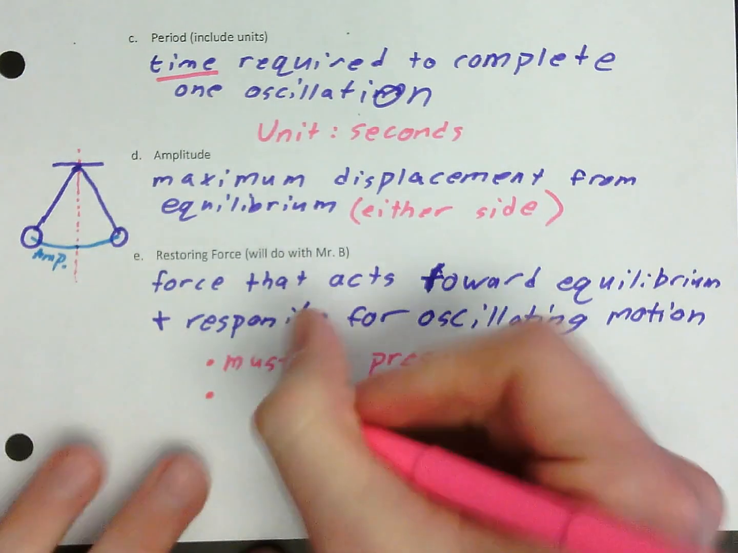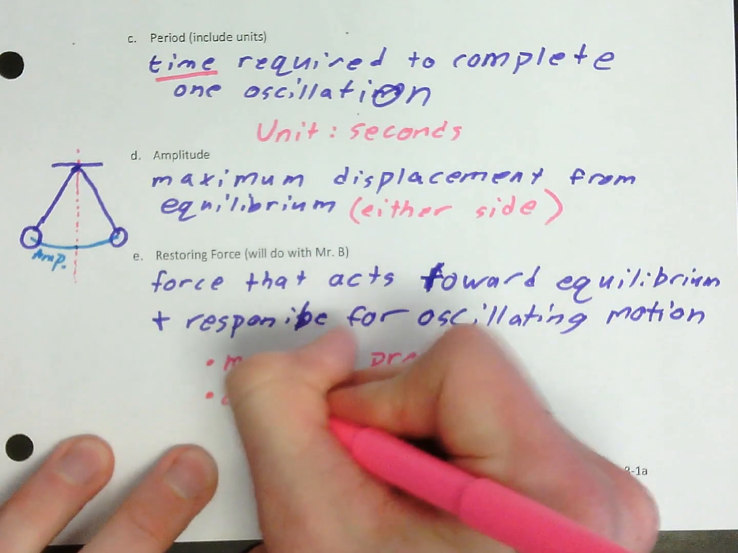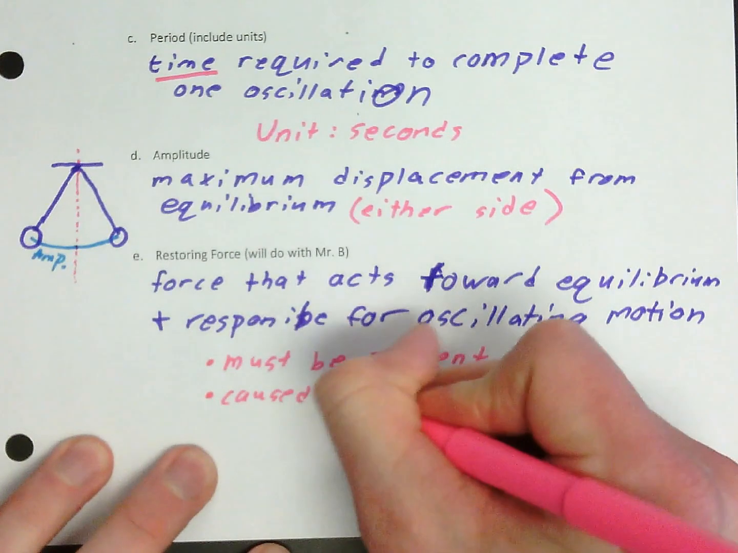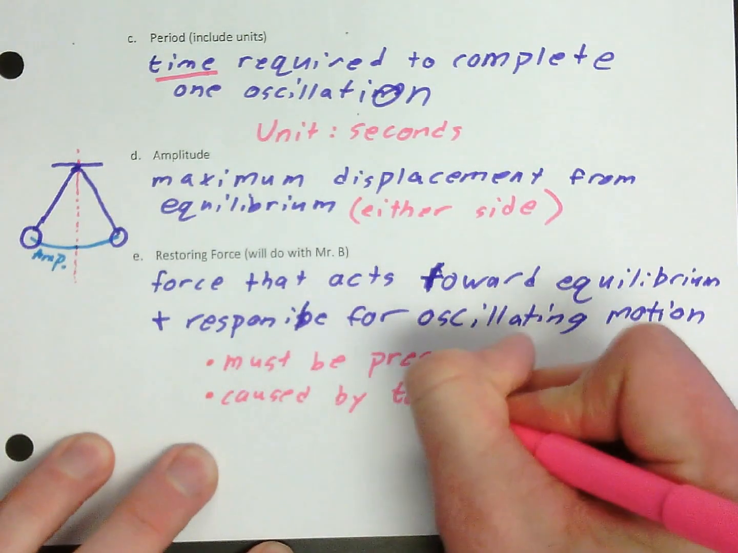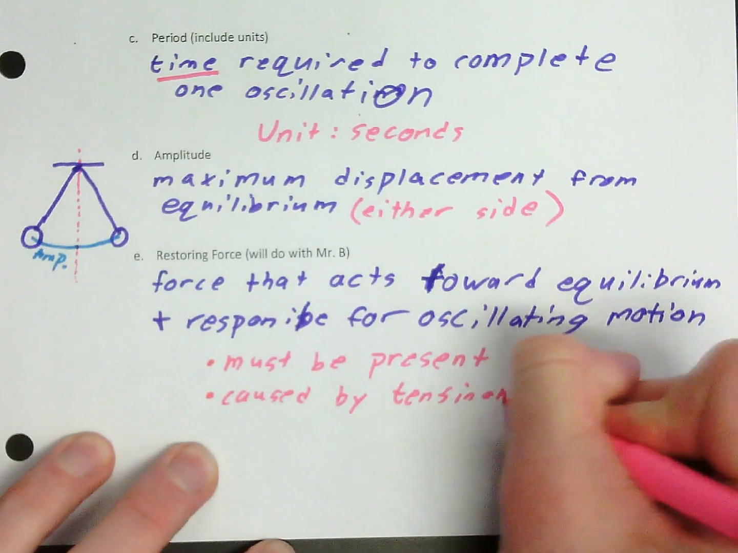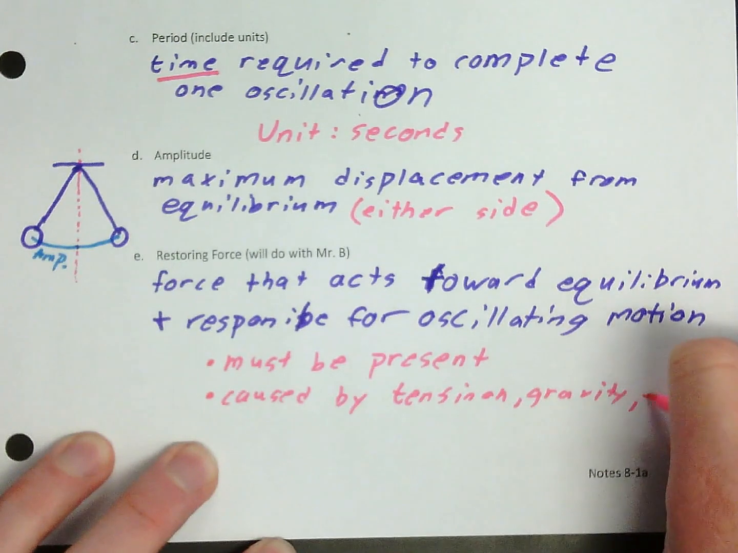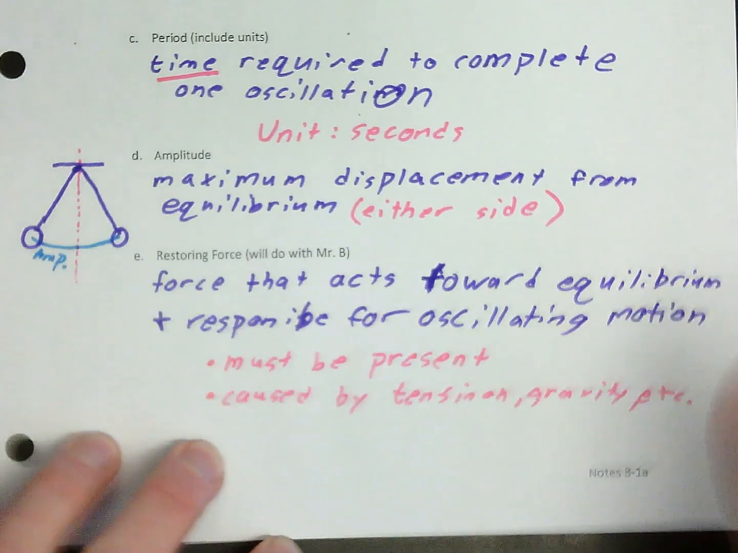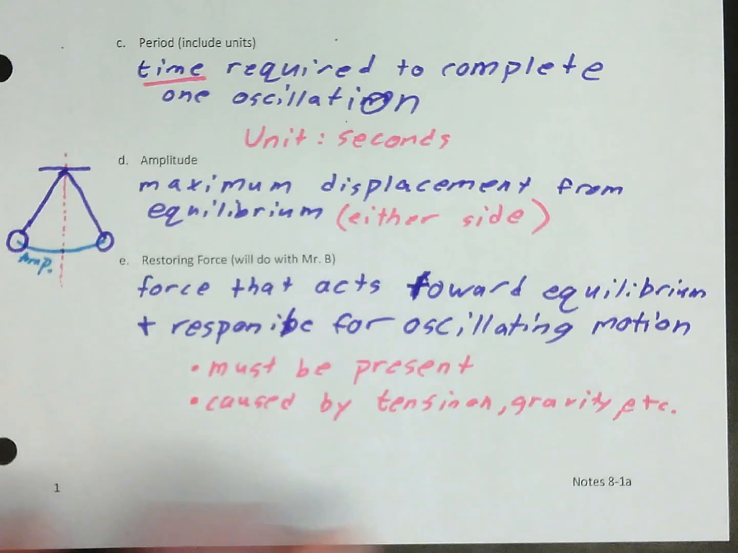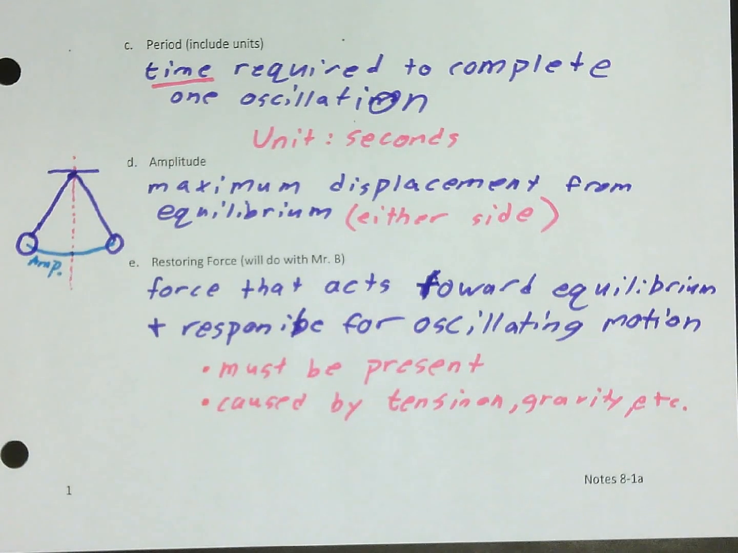So restoring force is caused by tension, gravity, etc. But when those forces cause an object to oscillate, we call it a restoring force. So the restoring force is not like a new force we haven't talked about. It's just a new application of the forces we've already talked about. Okay? So that's what restoring force is.